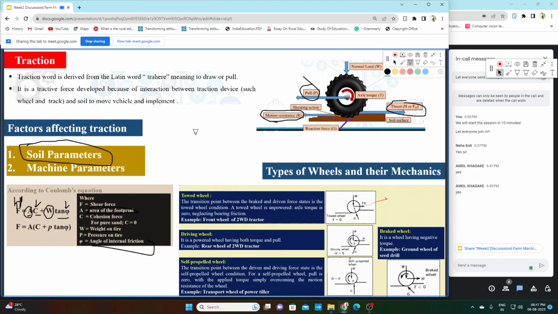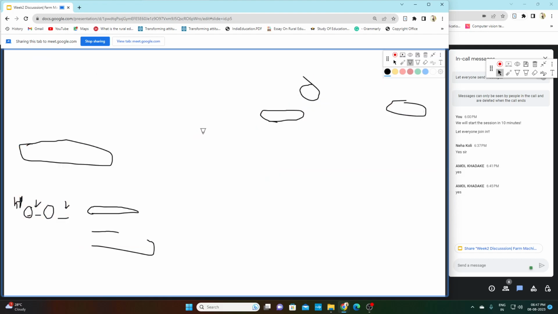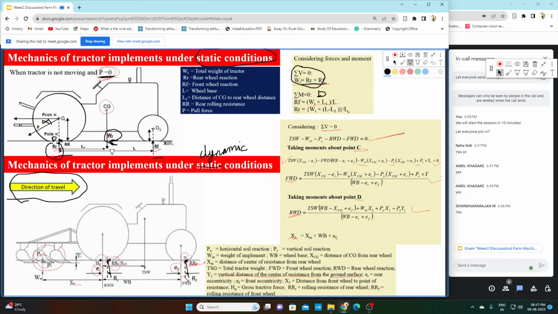Now in a tractor, whenever you are seeing a tractor, one thing that I want to tell about the tractor: whatever tractor you are seeing here is a 2-wheel drive tractor. What is the meaning of 2-wheel drive tractor? That means the power is only coming on 2 wheels. Which are the 2 wheels? The rear wheels. There is no power coming on the front wheels. So that is a 2-wheel drive tractor.